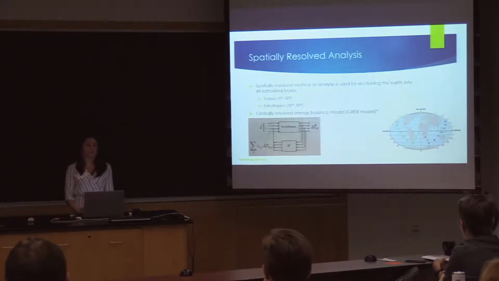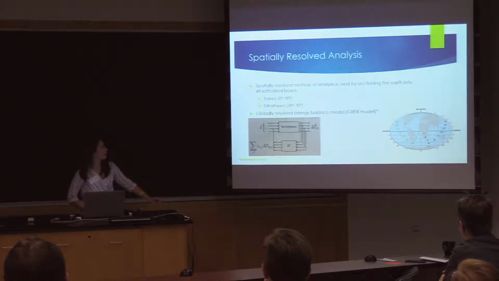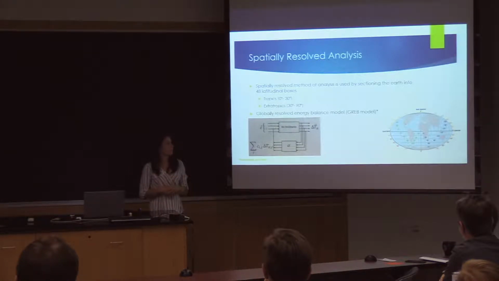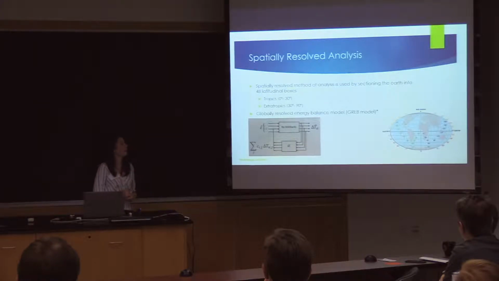So I studied the environment in a more nuanced way by separating the Earth into 48 latitudinal boxes. In doing so, that caused the forcing to now be an epsilon vector, where each box has one entry in the vector, and the output perturbation, delta T, is also a vector.